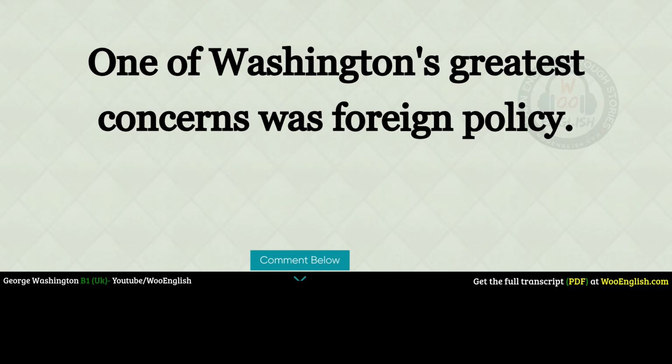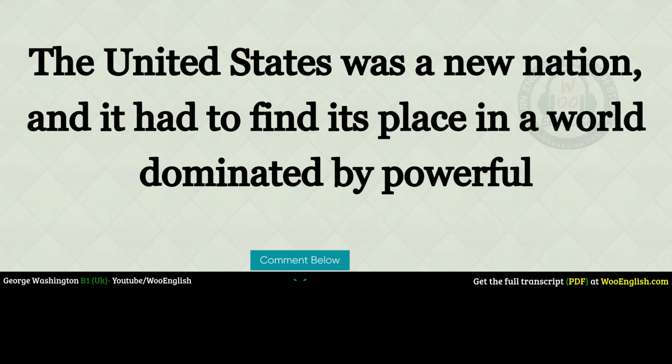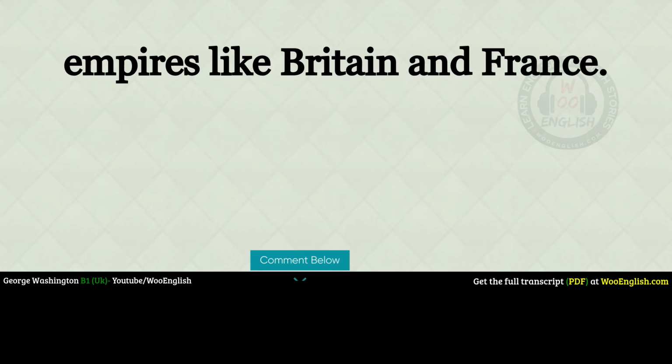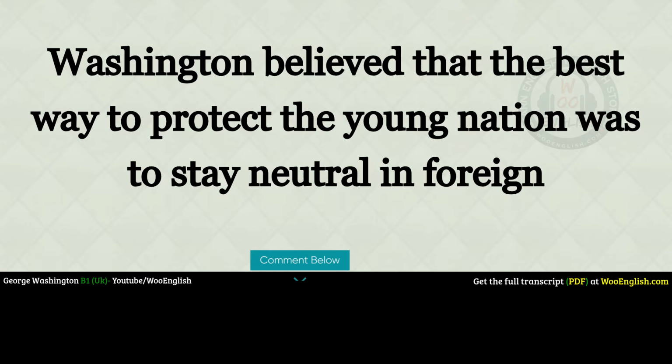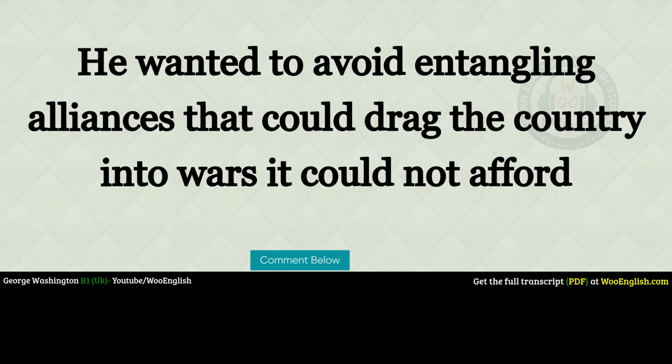One of Washington's greatest concerns was foreign policy. The United States was a new nation, and it had to find its place in a world dominated by powerful empires like Britain and France. Washington believed that the best way to protect the young nation was to stay neutral in foreign conflicts. He wanted to avoid entangling alliances that could drag the country into wars it could not afford to fight.